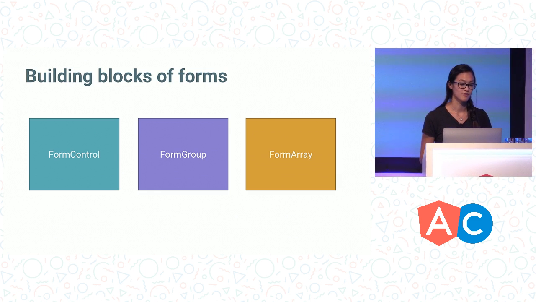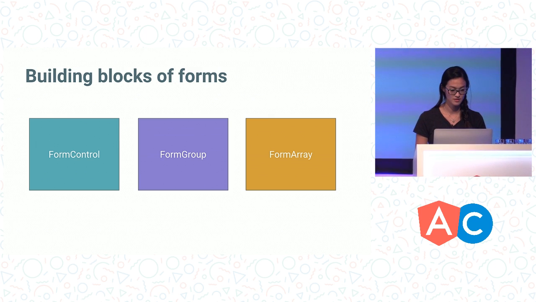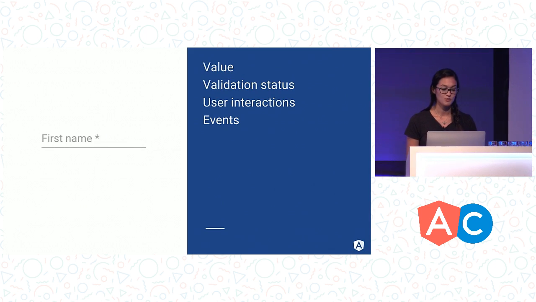Forms are built up of three essential building blocks: form controls, form groups, and form arrays. So what's a form control? If we take a step back, let's consider a text input in the DOM. There are certain pieces of data that you want to extract from this. You might want to know what value the user has typed into it. You might want to know whether that input is valid according to your validation rules. You might want to know how the user has interacted with the control. Have they changed its value? Have they touched it yet? And you might want to be notified of certain events, like when the value or the status changes. All of these pieces of information collectively form the model of the form control.